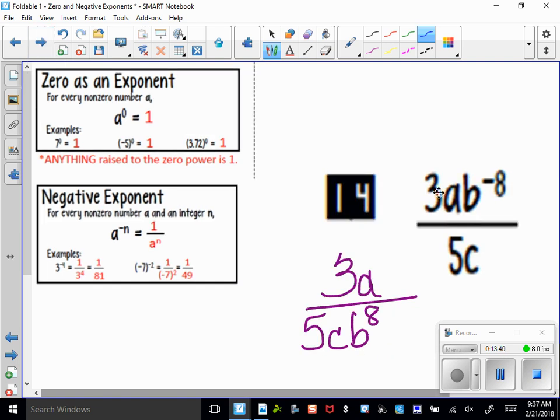All right, let's take a look at this one. See how I left the 3 where it is? I left the a to the 1st where it is. Okay, I left the 5c in its place. The only thing I had to move down to the bottom was this negative exponent. Okay, everything else stays. Everything else stays.